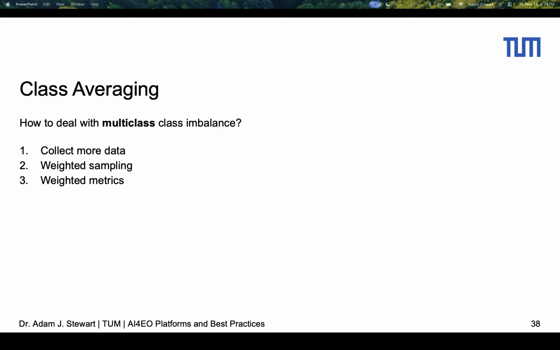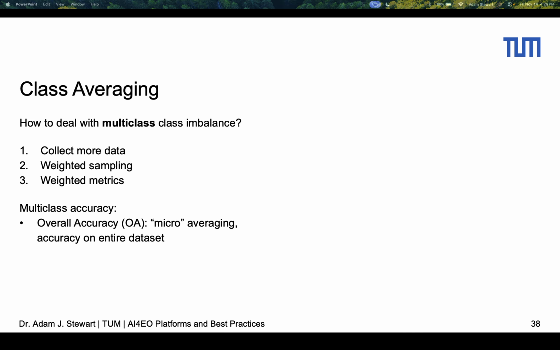How do I deal with multi-class class imbalance? As usual, we can collect more data, so we can get a balanced distribution, we can get people of all different colors, or we can get forests of all different geographies. We can do weighted sampling, so we can look at less common examples more often, or more common examples less often, and we can also use weighted metrics for multi-class class imbalance.